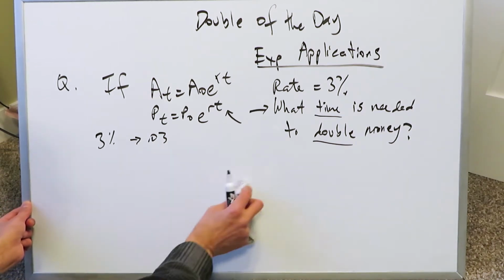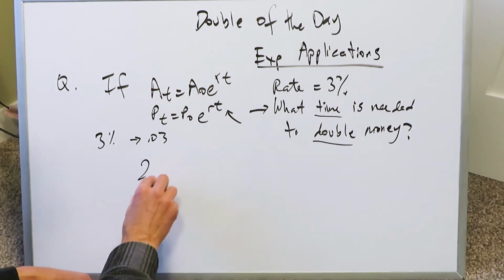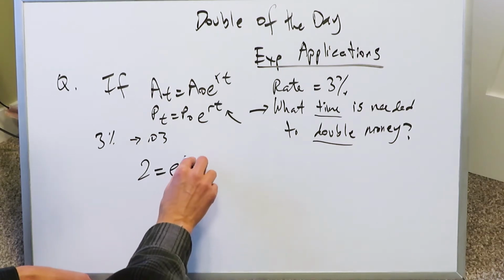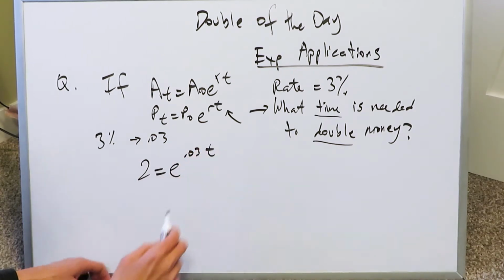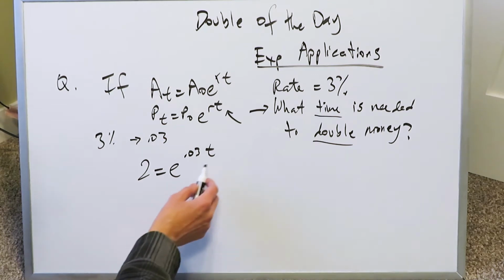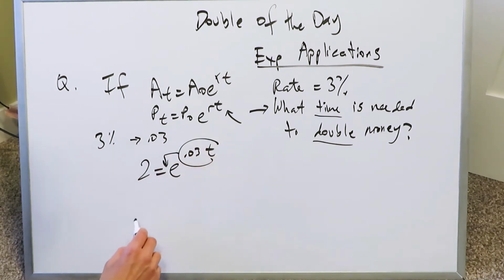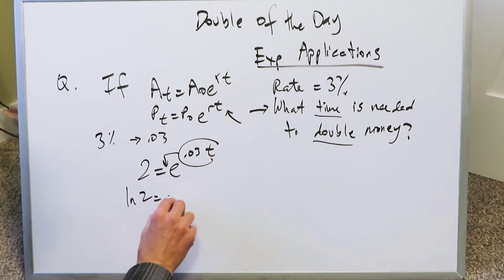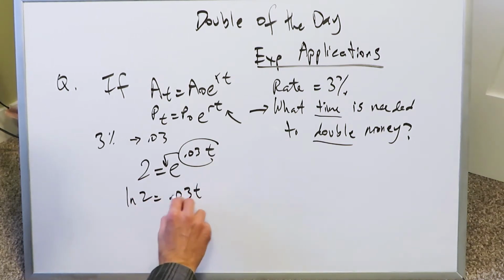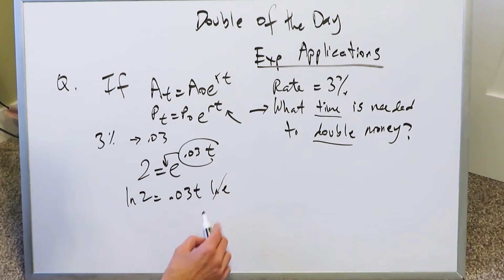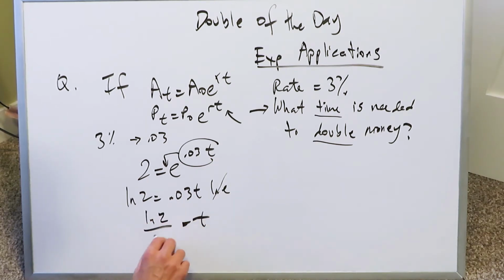Now let's clean this up and actually put in our values. We have 2 equals e to the 0.03t. Now you have to bring in the properties of logs to solve this. You'll bring all of this right over here by bringing in the natural log. Natural log 2 is equal to 0.03t times natural log e, which is always equal to 1, and t here is equal to natural log 2 divided by 0.03, and you can do that.